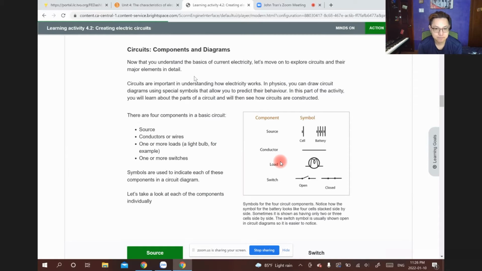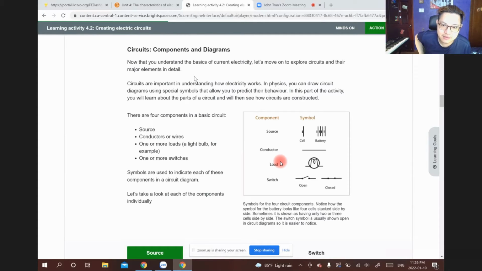There are four components in a basic circuit. Electricity has to come from somewhere, right? So that's the source. It can be a cell or a battery. You know, a battery is made out of many cells, right? If you take the covering off a battery, you will see that there are many small cells inside.